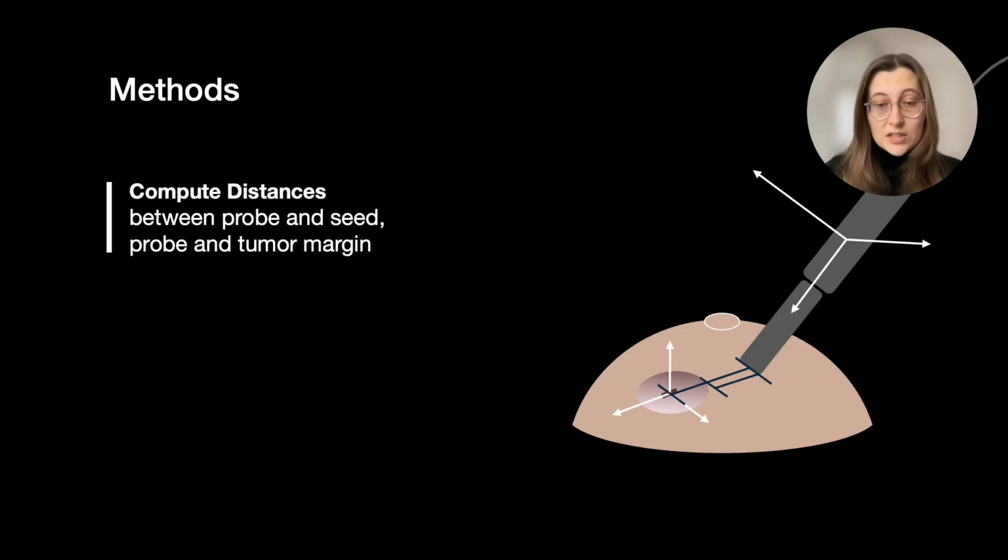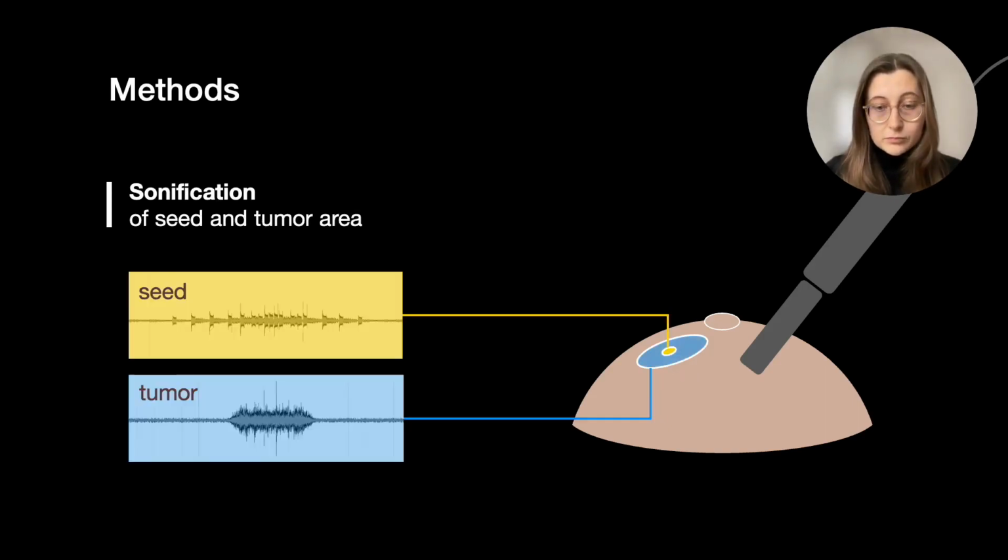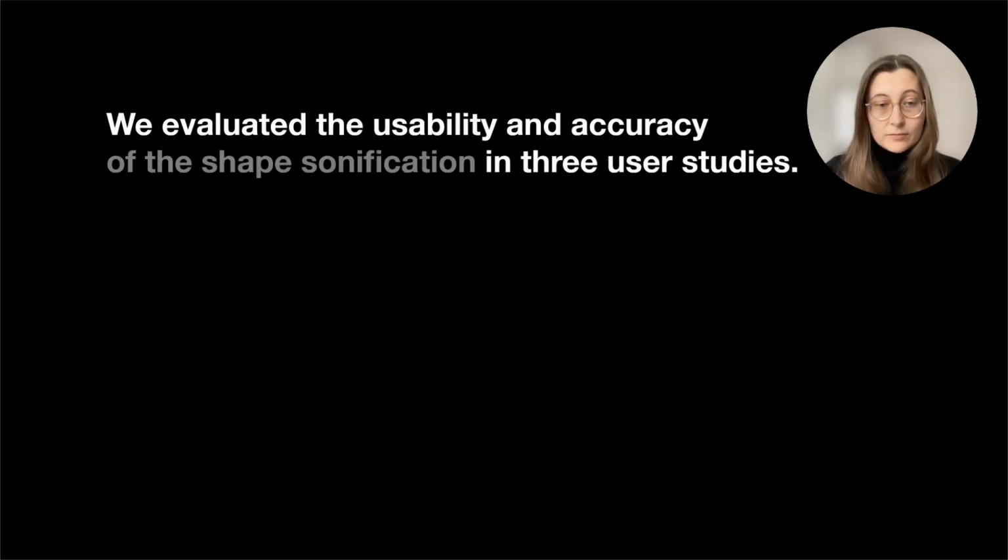We compute the distances between the probe and the seed and the probe and the margin, and also do a surface projection bottom up of the tumor margin and seed region to the top of the skin. We do all of this to lastly be able to sonify the seed and the tumor area.